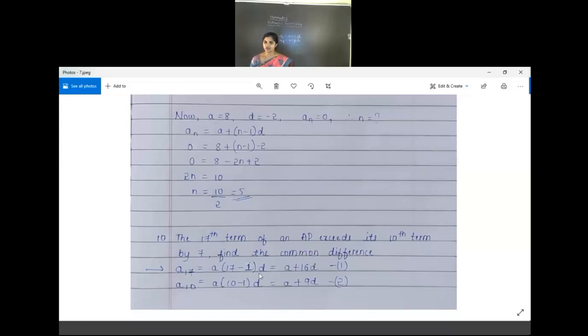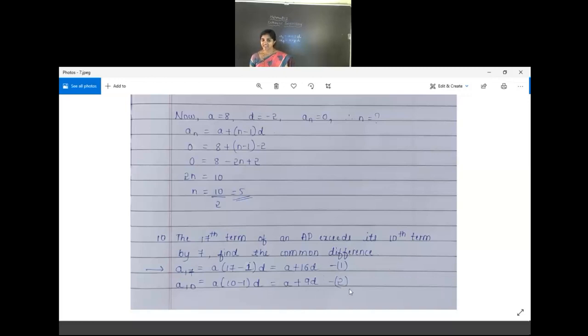First, look at this one. A17, the 17th term, is given. The 17th term we can take in the form of a plus 16d. Call this equation number 1. Then A10, the 10th term. There is a relationship between the 17th term and the 10th term. A10 is equal to a plus 9d. That is equation 2. Equation 1 and equation 2.